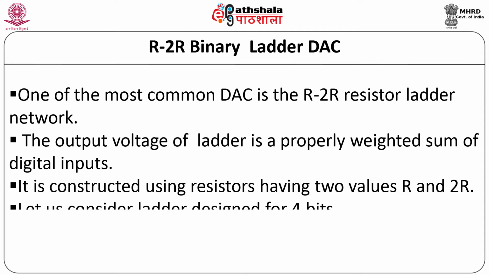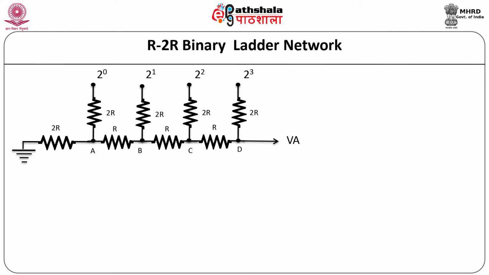Let us consider a ladder design for 4 bits. As seen in the figure, the 4 bit DAC R2R method of conversion requires 8 resistors, out of which 5 have value 2R and 3 have value R. From the figure we can see that the terminating resistor has value 2R. This network also has a unique property. It is found that from node A, B, C or D, looking towards the terminating end or towards the digital input, the impedance is always 2R.